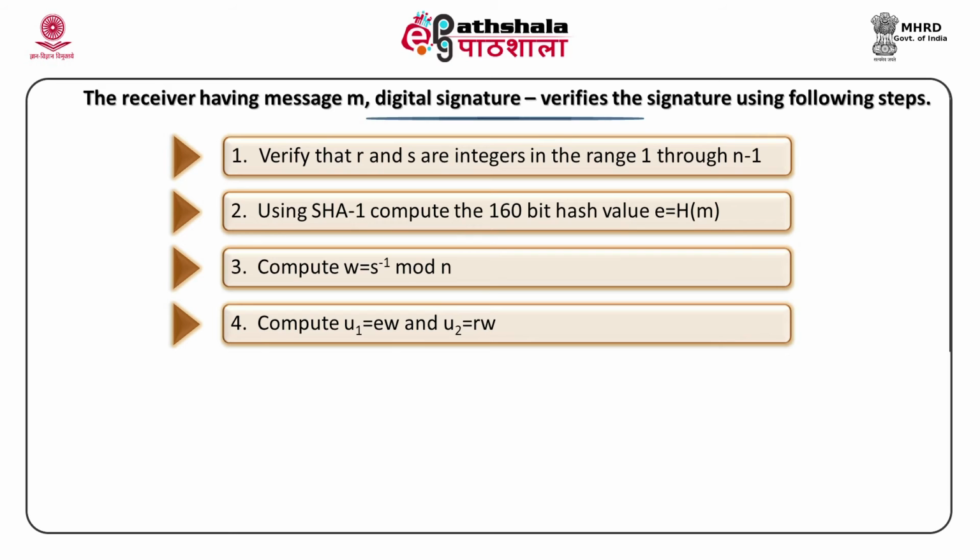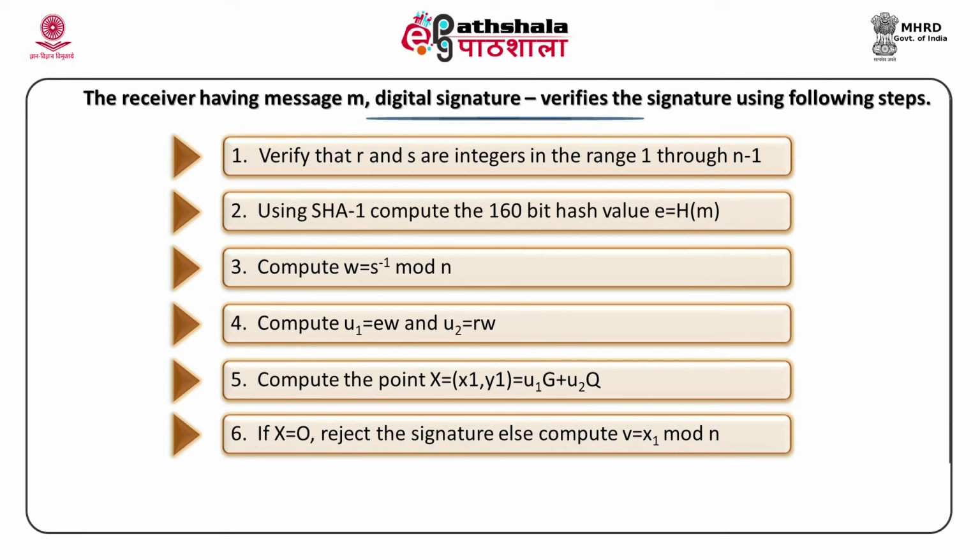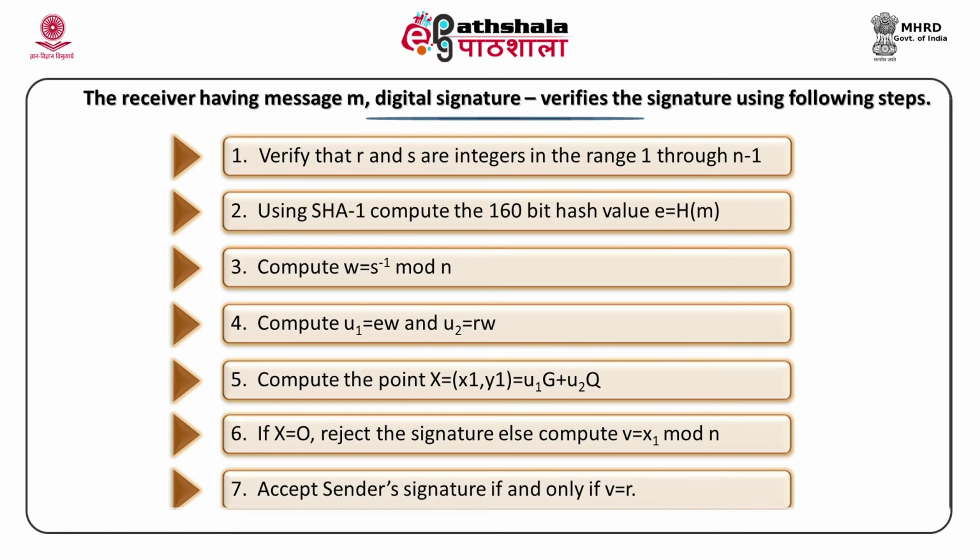Once you are with U1 and U2, compute the point X, X1, Y1 equal to U1 G plus U2 Q. If X comes out to be origin, that is 0, reject the signature, else compute V equal to X1 mod n. Accept the sender's signature if and only if V is R.